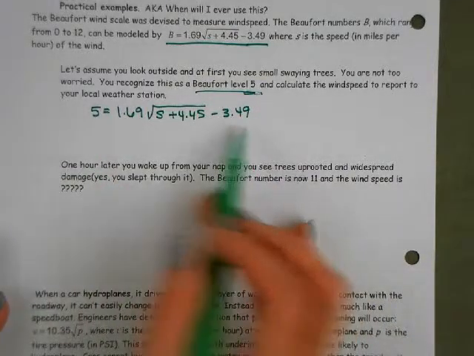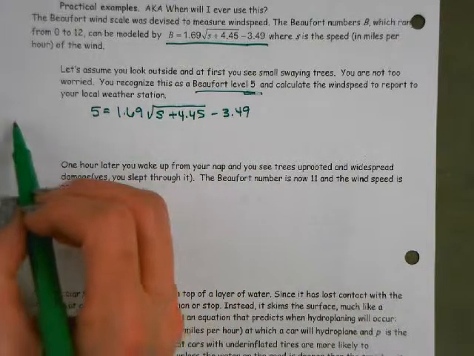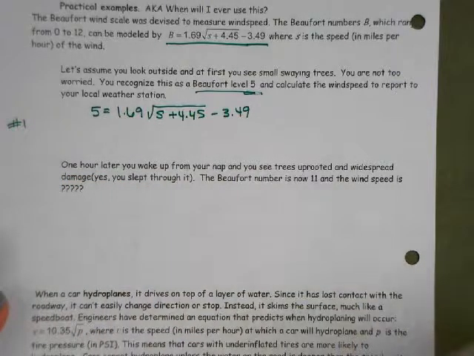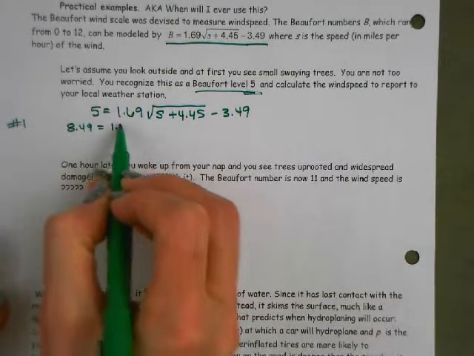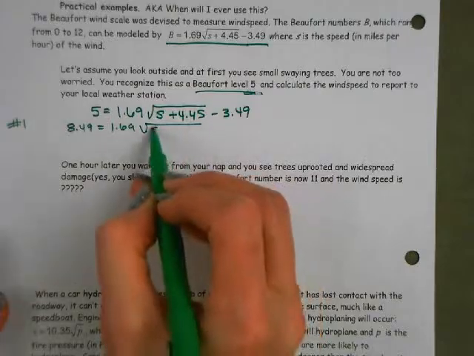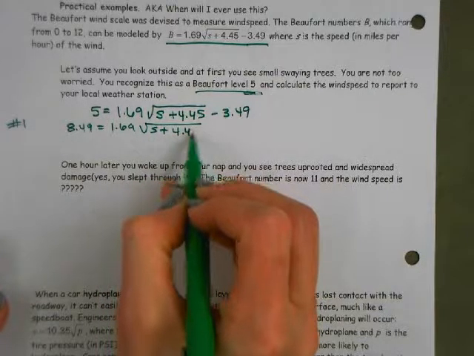So I have my radical expression, and so I would do number 1, and I would isolate, okay? So I'm going to bring the 3.49 over, so you can get 8.49 equals 1.69 square root of S plus 4.45.